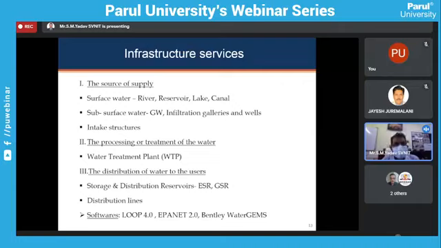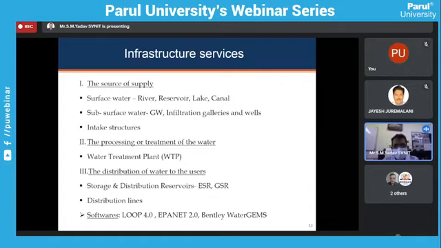The softwares used for the design of the infrastructure service, the water supply network, are Loop, Bentley WaterGEMS and EPANET. There are many more softwares which can also be used for the design of a water supply distribution network system, but these are among them which can be utilized. This is a screenshot of the Loop software, Bentley WaterGEMS software and EPANET, showing how the result looks or how the analysis is carried out.